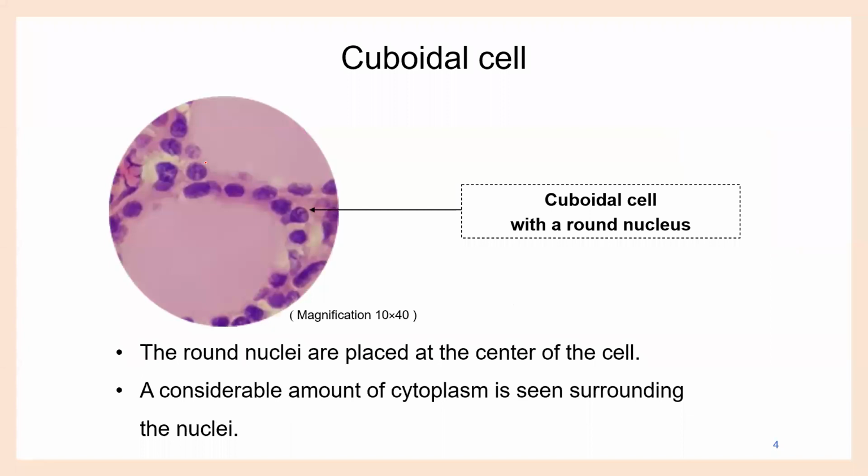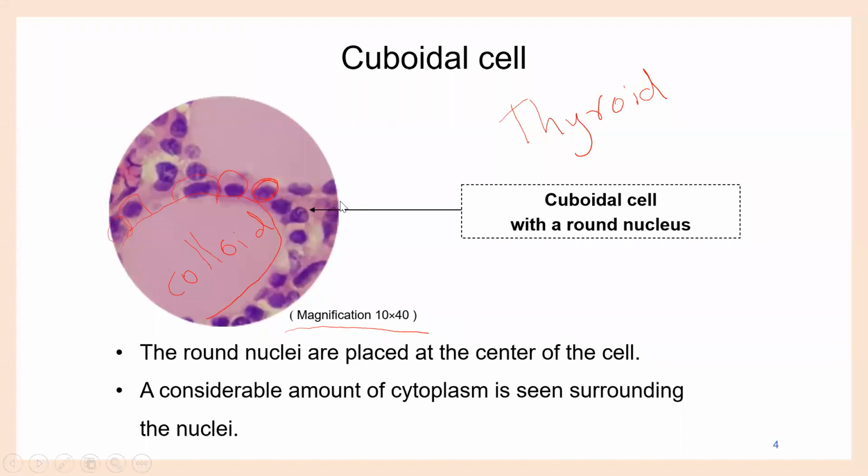Okay, so then this is a cuboidal cell. This is basically thyroid tissue, again at high magnification, 10 to the power 40. So this would be colloid. The pink material inside is colloid, and surrounding the colloid you have a line of cells. The basement membrane would be somewhere there, and you can see that the nucleus is rounded.